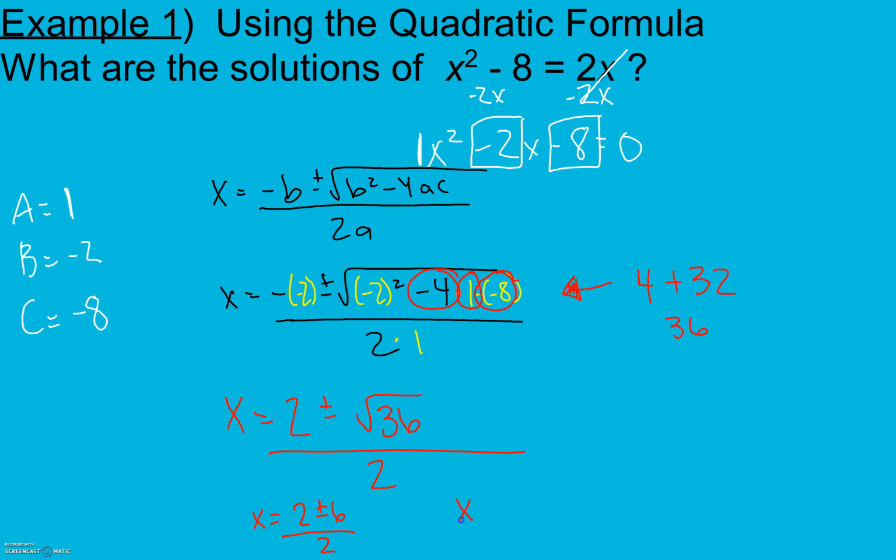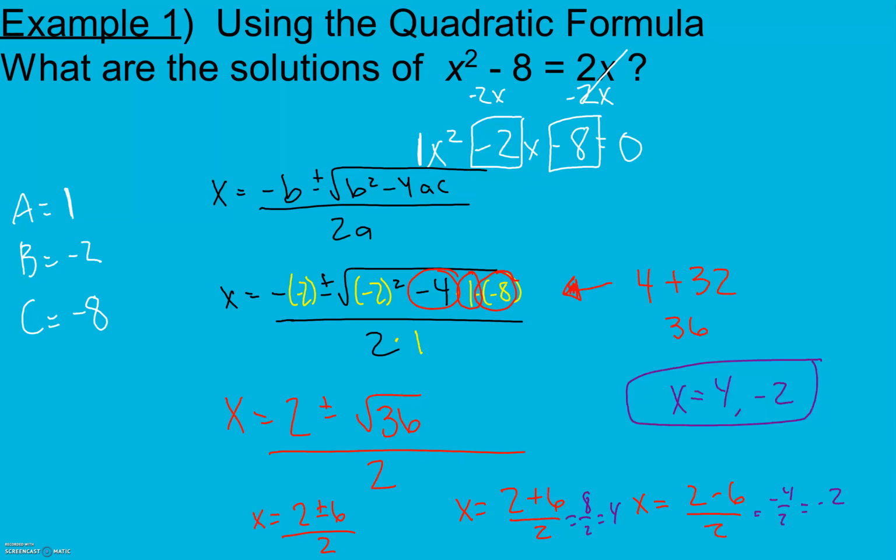And then from here, our two answers are going to be 2 plus 6 divided by 2 and 2 minus 6 divided by 2. One's plus, one's minus. So 2 plus 6 is 8 divided by 2, which gives me 4. 2 minus 6, negative 4 divided by 2 gives me negative 2. So 4 and negative 2 are my solutions.